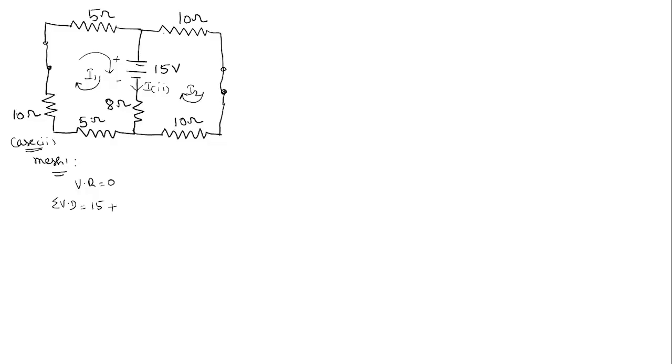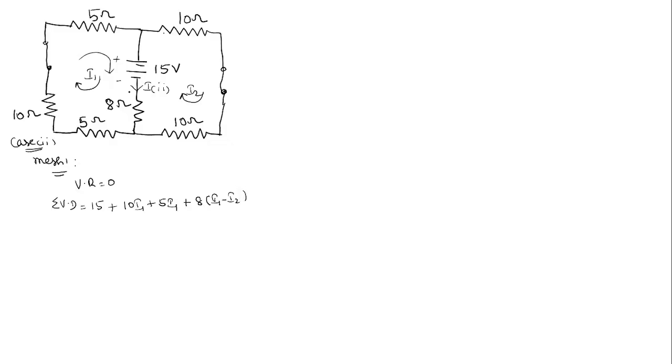The current flowing through 10 ohms is I1, so the voltage drop is 10 into I1. By Ohm's law, V is equal to I into R. For this 5 ohms resistor, the current is again I1 only, so 5 into I1. Next, for this 8 ohms resistor, it is lying in between mesh 1 and mesh 2. While writing for mesh 1, we have to consider the current as I1 minus I2. While writing for mesh 2, we have to consider this as I2 minus I1.